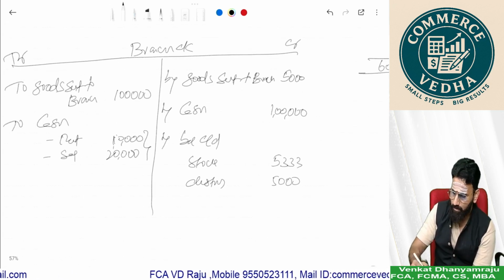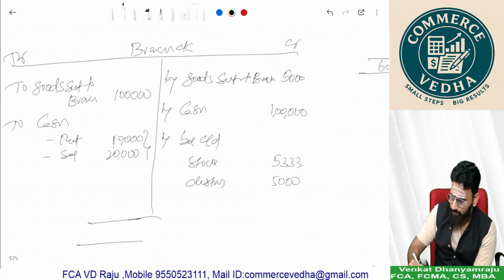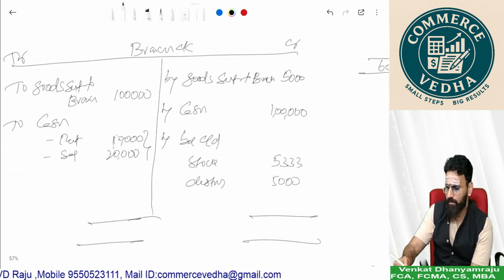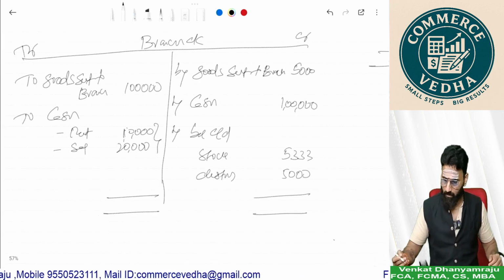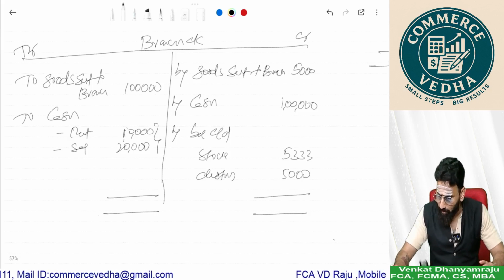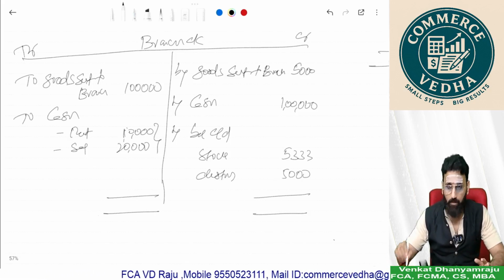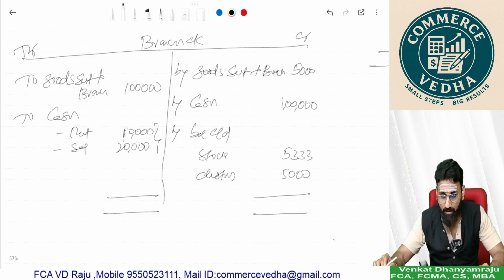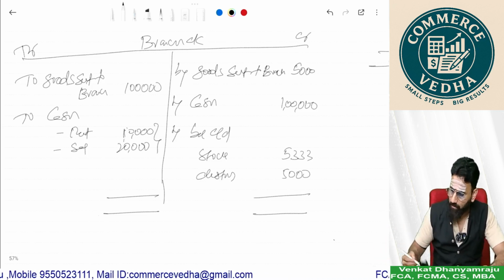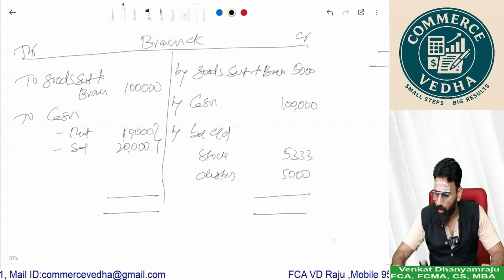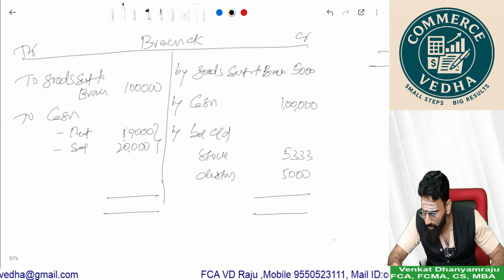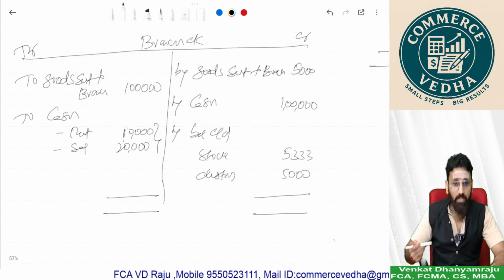So if you see this, your credits, sir. After posting all the debits and credits based on our memorandum of stock, memorandum of debtors and other calculations, we should see which side is more. Looking at credit, credit is 1,15,333, whereas debit is 1,30,000.